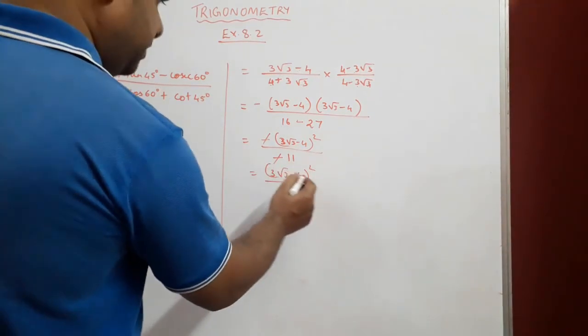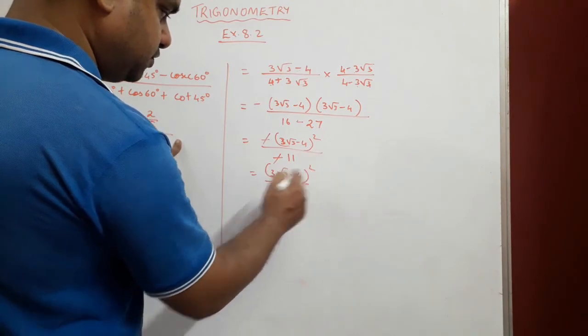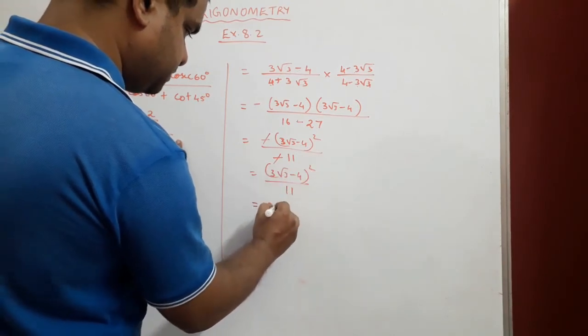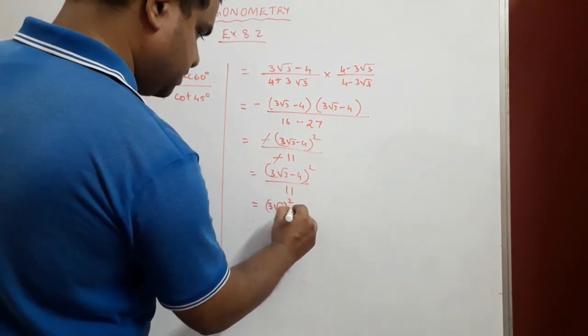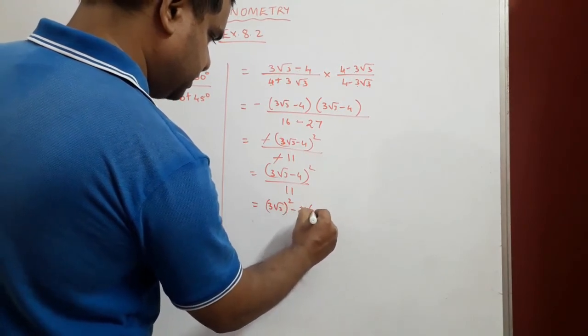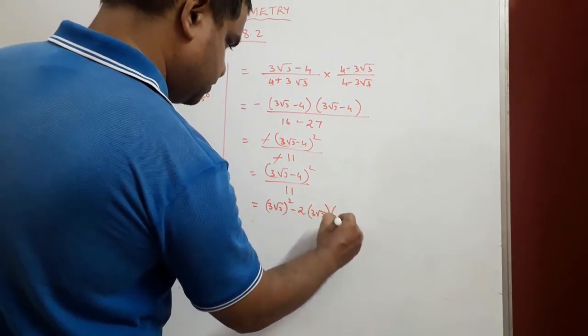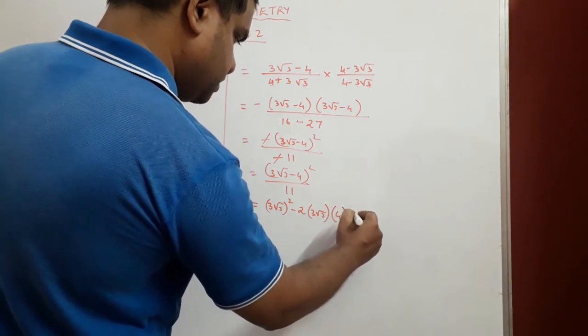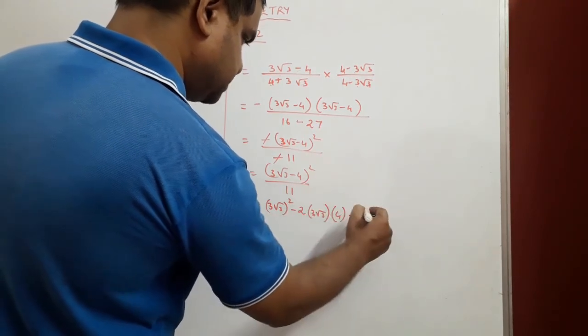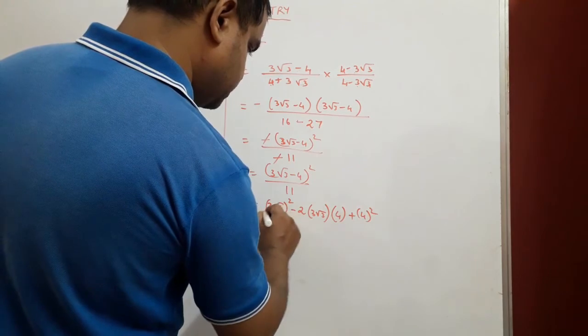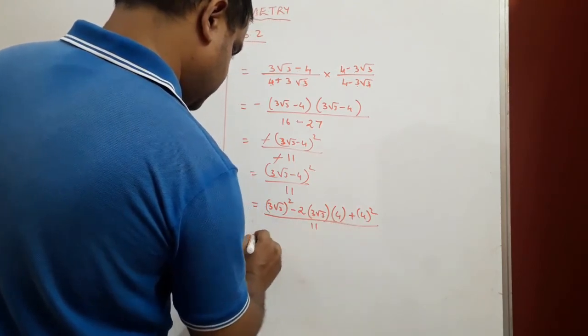Now this can be expanded further. This is (a minus b) whole square, so a square, which is (3 root 3) whole square, minus 2 into a, that is 3 root 3, into b, which is 4, plus b square, which is 4 square, whole thing upon 11. Let's see what we get.